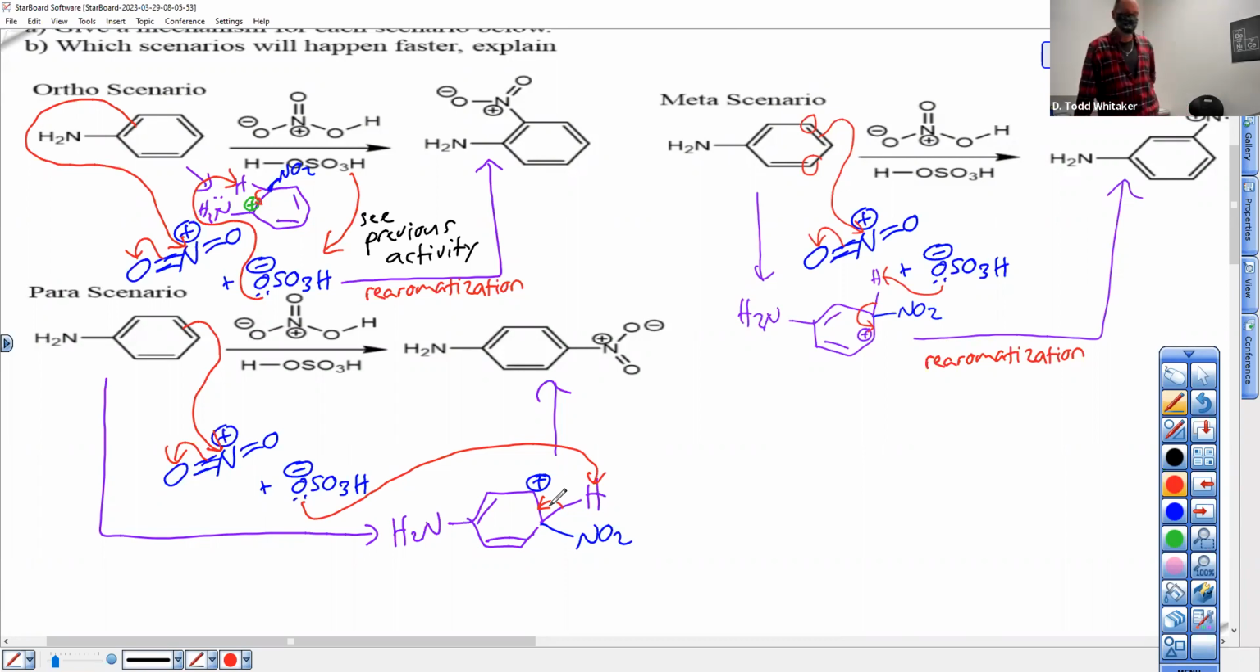What I'm going to do is redraw every cation, because I hope you understand why the first step is the slow step every time. Can you tell me why? The main reason why the first step is much slower than the second step, which would be really fast. Can you tell me why?